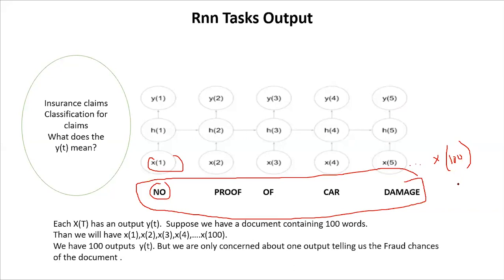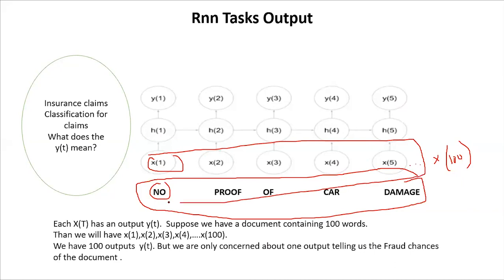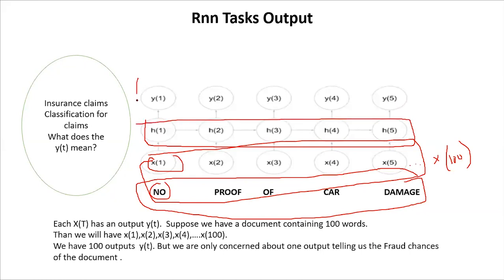We want to predict whether the insurance claim is a genuine one or a fraudulent claim. Someone has just punched the car with his hand and wants to mint money out of the insurance company. If we convert this problem into an RNN problem, we have got 100 words as inputs, X1, X2, X3, X4, X5. For these 100 words, we have got hidden weights, again 100. And for these, we have got, again, 100 outputs.